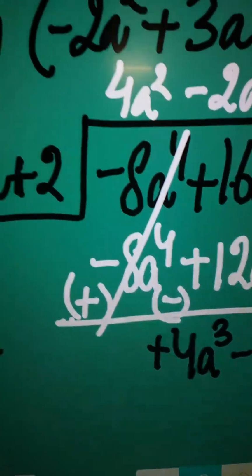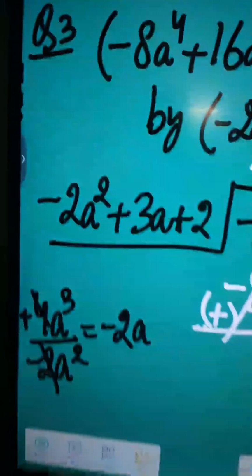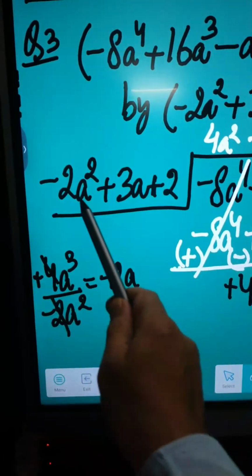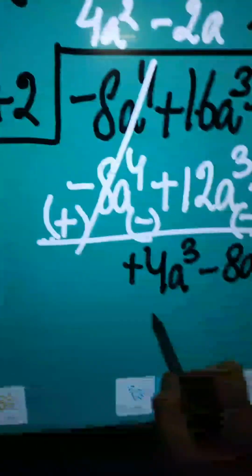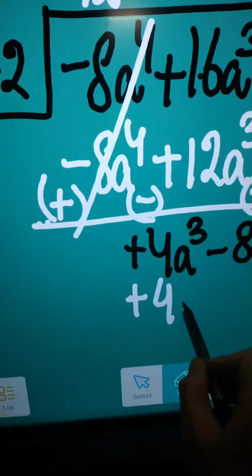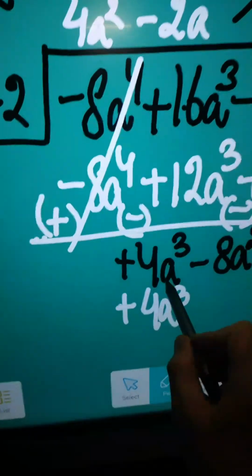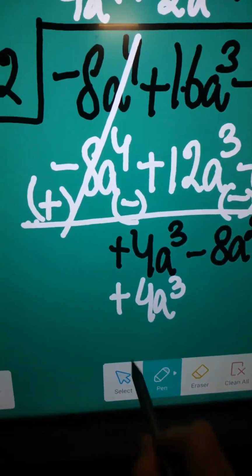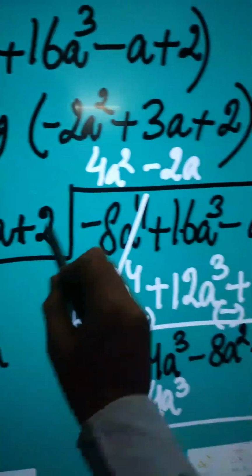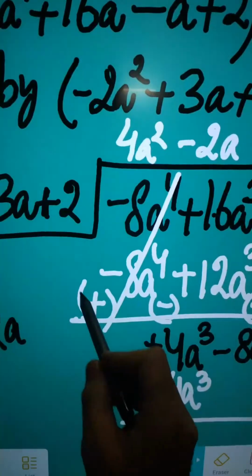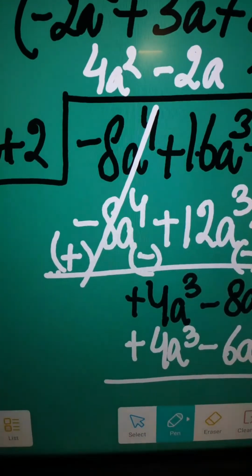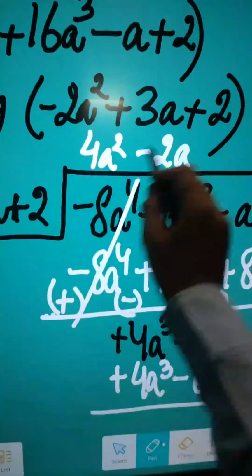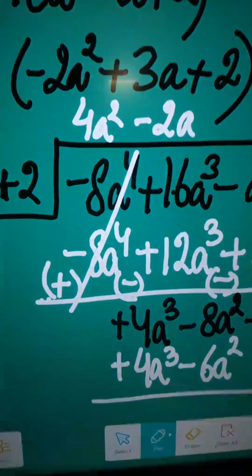Now repeat the same process. Now 2a square will multiply 2a. So what will it give you? 2 into 2, the first term will come the same. It will become 4a cube. The first term you have to get the same. After that you will draw a line. And now the second term will multiply. So 3a into 2a, 3 into 2, 6a square, and it is minus 6a square. Then 2 will multiply 2a, so it will become 2 into 2, minus 4a.